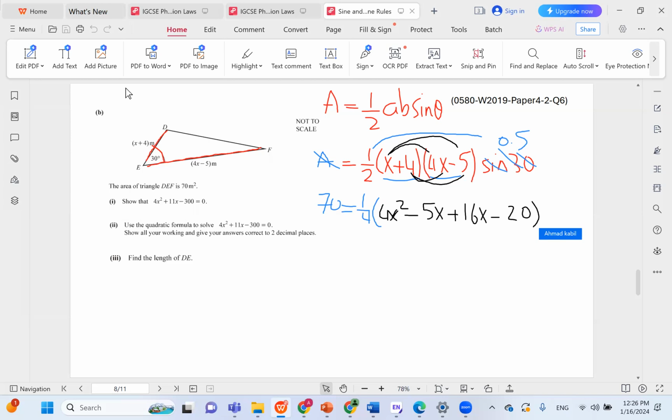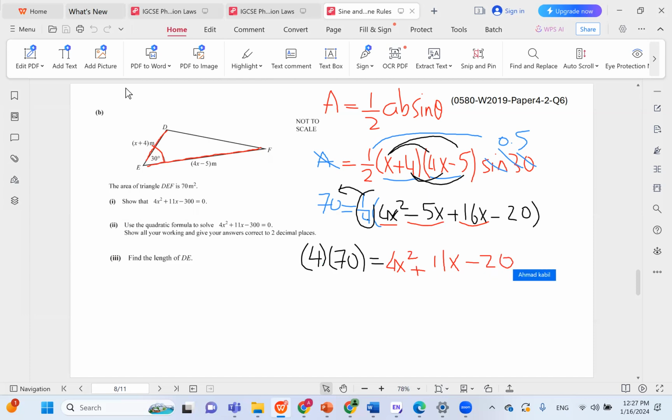And then we can simplify a bit further. So one way to simplify is we can take the quarter and move it to the other side. So you would just flip the fractions. We just get 4 times 70 equals whatever is inside the bracket. So for x power 2, there are no other terms in x power 2. So you just write it as it is. We're collecting the like terms pretty much. So we have minus 5x plus 16x. So this gives us plus 11x. And finally, minus 20. There are no other terms that are constants or that do not have x.